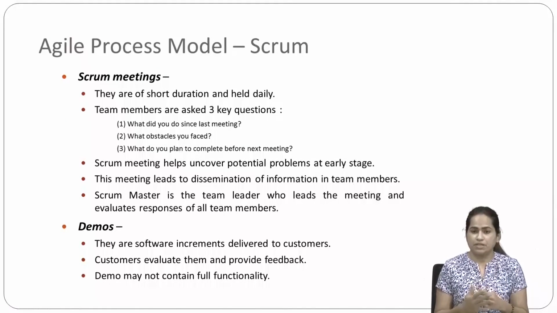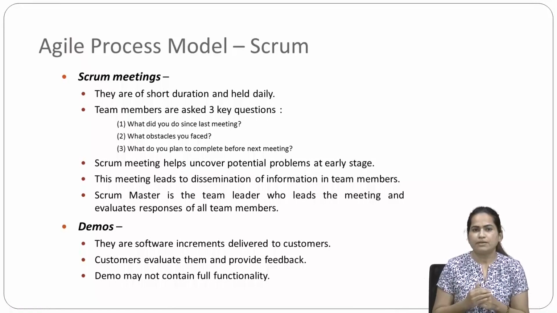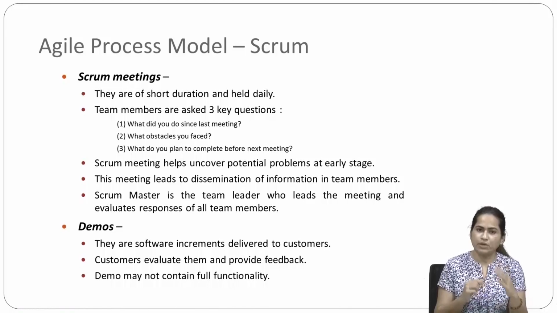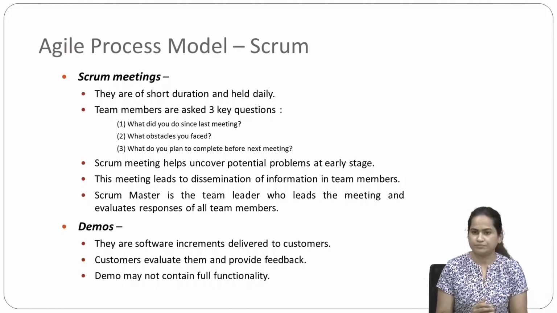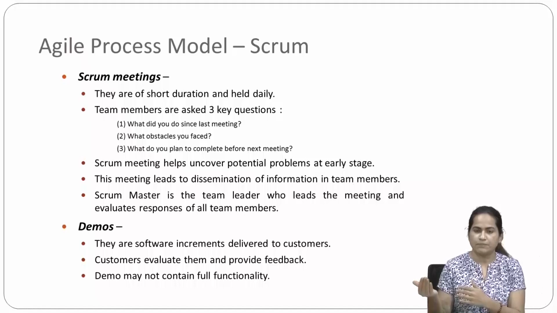Then we have Scrum meetings. When we have the Scrum model, we have Scrum meetings. They are of short duration and held daily. Daily they hold the meeting, and at that time team members are asked three types of questions, called the three key questions. What are those key questions? The first question is: what did you do since the last meeting? As we know, these Scrum meetings are conducted on a daily basis, so you have to give an update of whatever activity you are doing every day. That is the first question: what did you do since the last meeting?